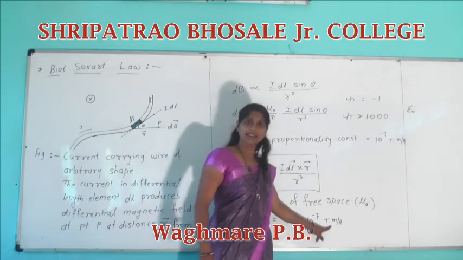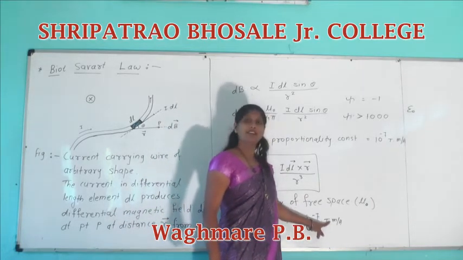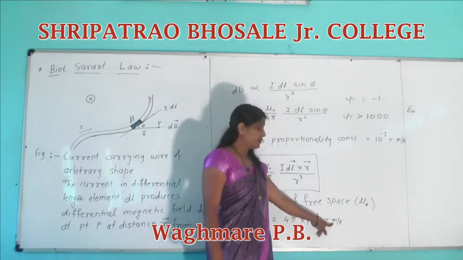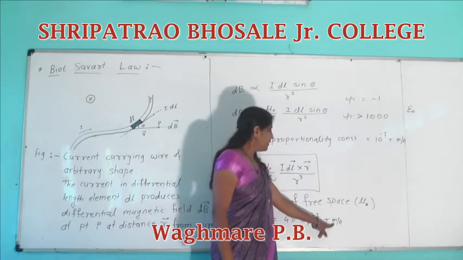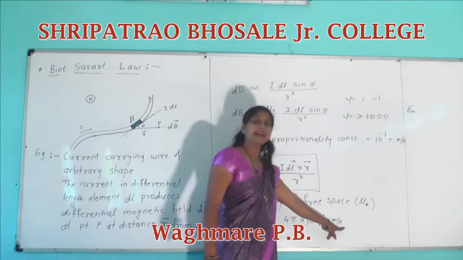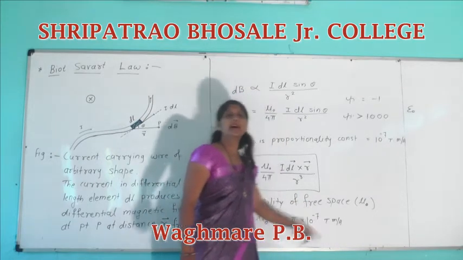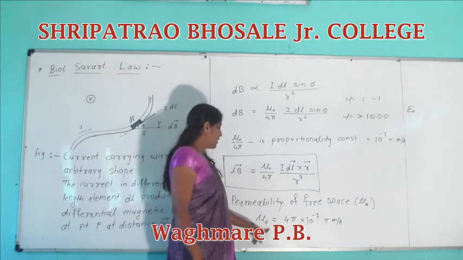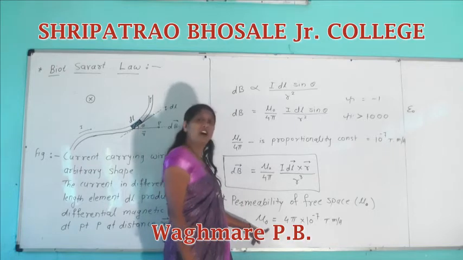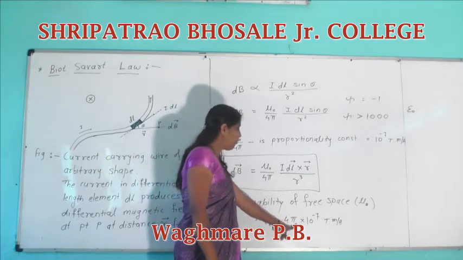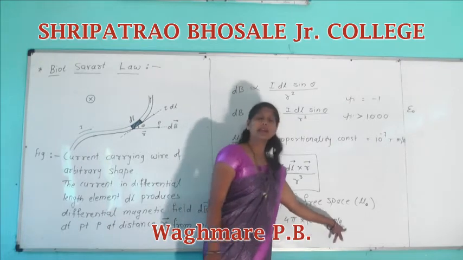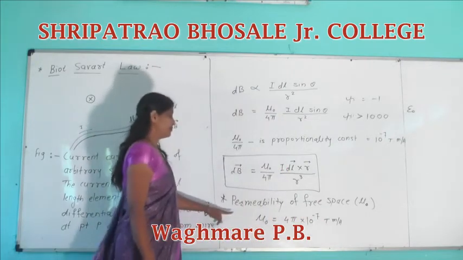Tesla is the unit of the magnitude of magnetic field, m is the unit of length, and here A means the ampere. Therefore, mu naught, that is the permeability of free space, is equal to 4 pi into 10 raised to -7 Tesla meter per ampere.